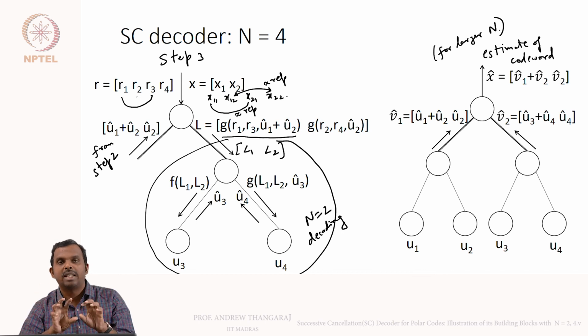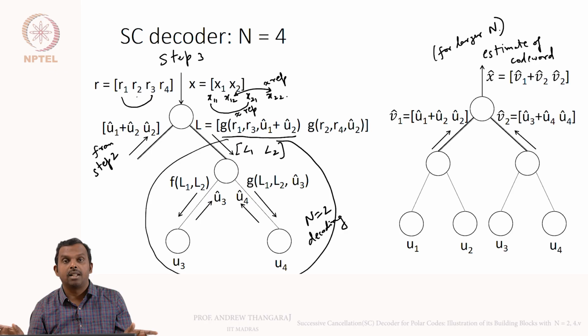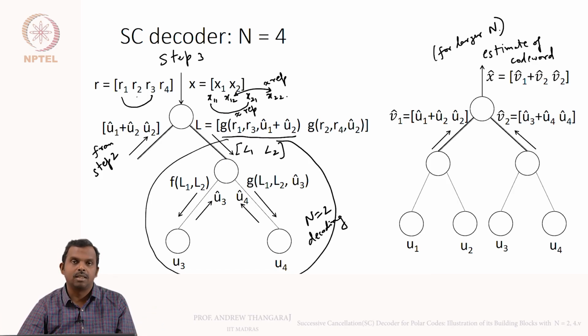Once we describe what every node does, we can describe the entire decoding algorithm for any n. So far I showed you only for n equals 4. We will generalize from here and talk about how the decoder works for a general n, and that I will do in the next lecture. Once we are done with that, we can write a simple MATLAB code to simulate it, and we will be done with the single successive cancellation decoder for polar codes.